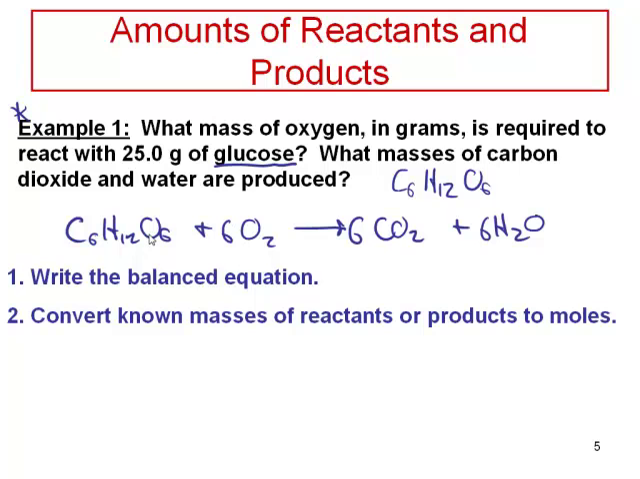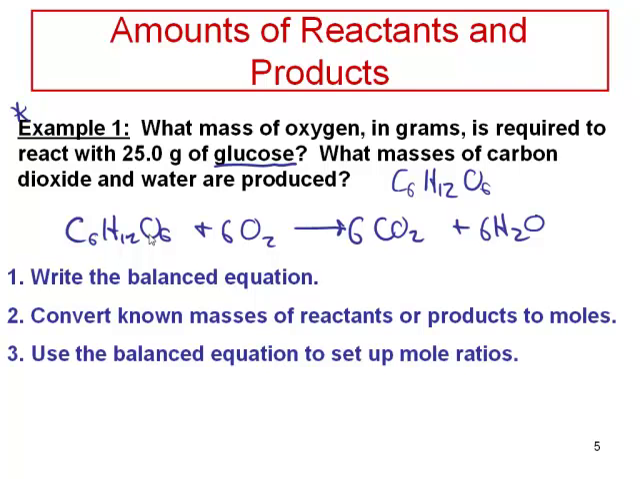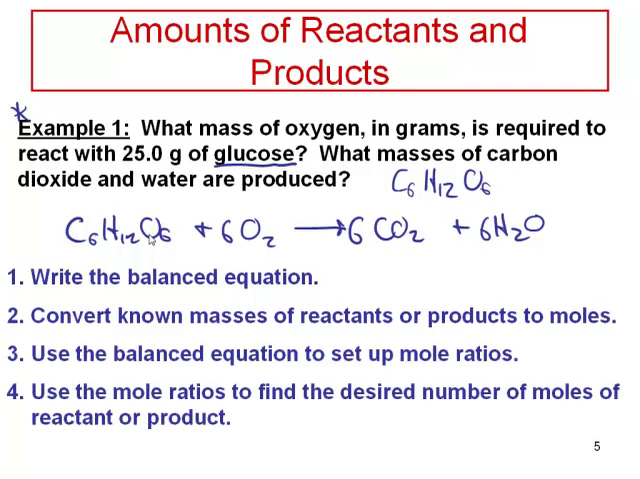The second step is we're going to take the known masses of the reactants and change that into moles. Then we're going to use mole ratios to figure out how much of the products we make. There are several things we're looking for in this problem. We're looking for how much oxygen we need, so how much of this do we require? How much of this is going to be produced, and how much of this is going to be produced?